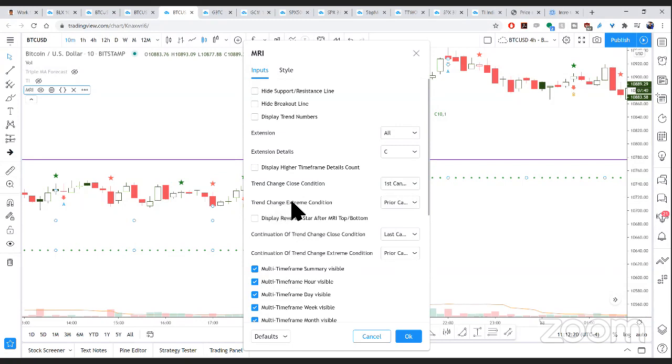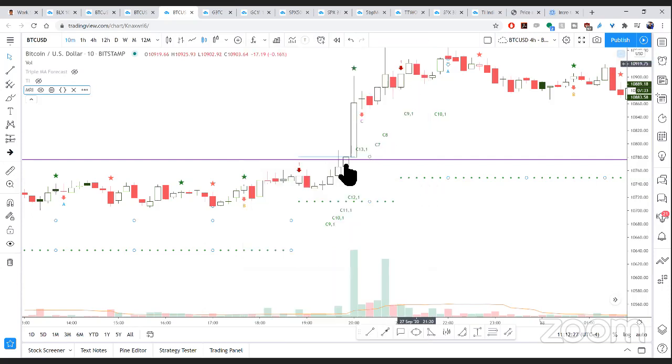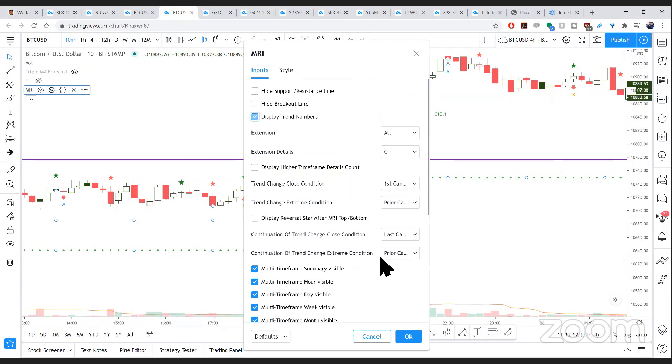Trend, change, extreme condition, prior candle. So that means that this needs to start trading higher than the prior candle. It needs to close higher than the first candle in the series, which was this one. So the green star has two conditions: close higher than this and trade higher than that. So it would have shown up right there. I will make sure of this.